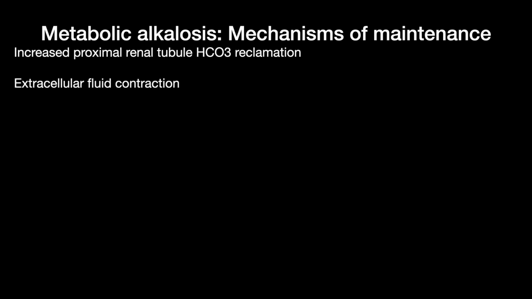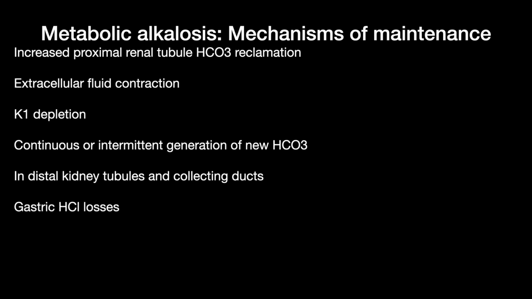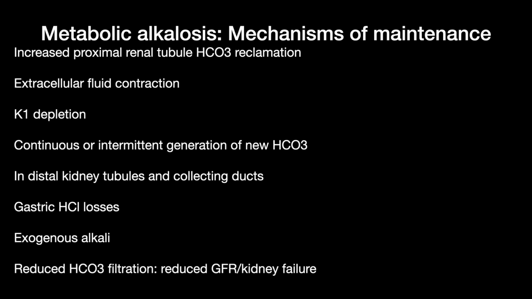Now we will look at the mechanism how the alkalosis is getting maintained. The first is by increased reclamation of bicarb, which is still continuing in the proximal tubule despite the alkalosis. There is a persistent extracellular fluid contraction. There is a potassium depletion which is still going on. There is a continuous and intermittent generation of new bicarb. You have distal tubular connecting ducts which are still defective. You have GI losses of chloride. You have exogenous alkali ingestion, and you have reduced filtration because the GFR is less.